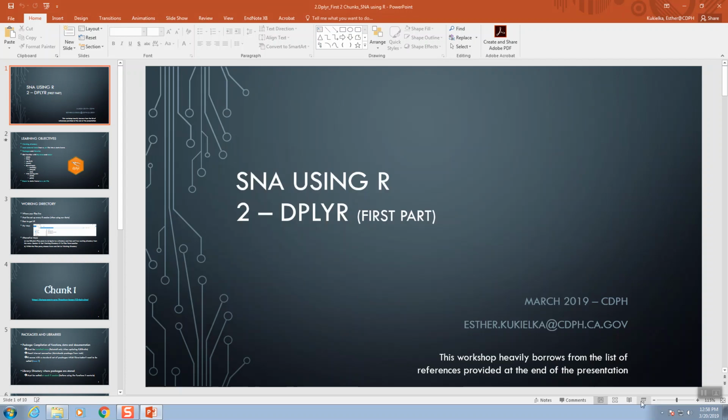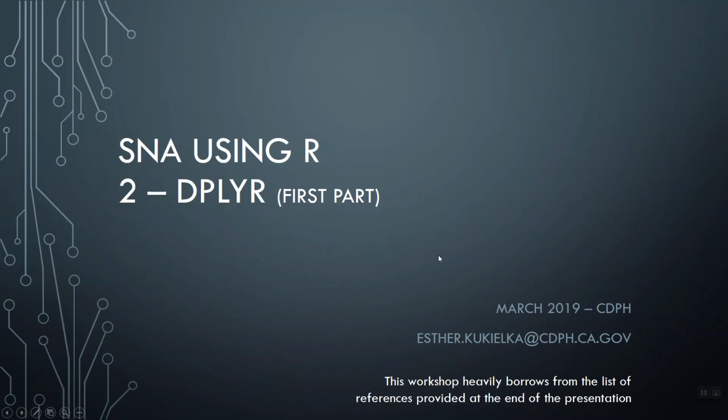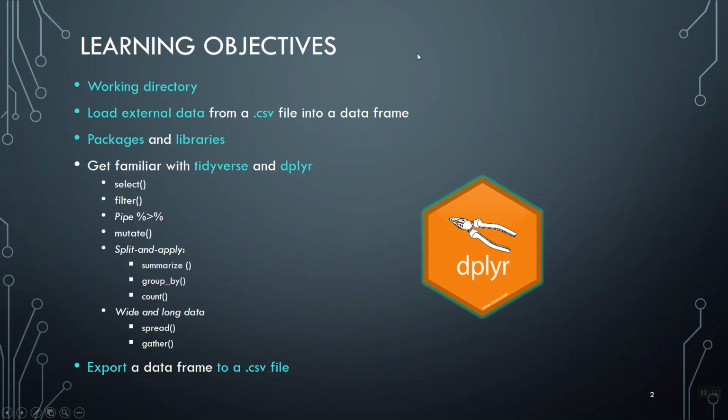So I'm going to start with it. In this session, the second one, which is going to be part today, part next time, next Monday, we're going to be learning what a working directory is, and we're going to work with that. We're going to load data from a CSV file into our RStudio to create a data frame. We're going to talk a little bit about packages and libraries, and especially we're going to focus on the Tidyverse. Next time we will see dplyr, which is one of the several packages that Tidyverse has, and we're going to be learning how to use these functions here.